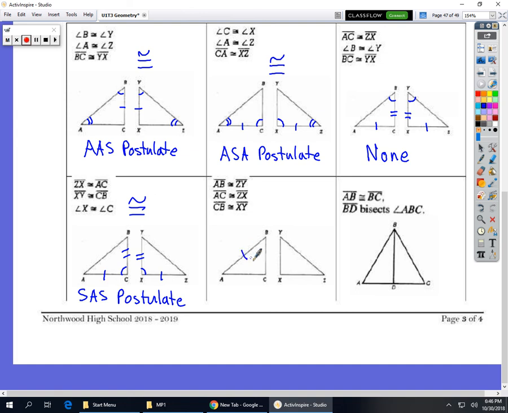AB is congruent to ZY. AC is congruent to ZX. CB is congruent to XY. This one's the easiest one. Look, you got three sides that are congruent. This is called the side side side postulate.